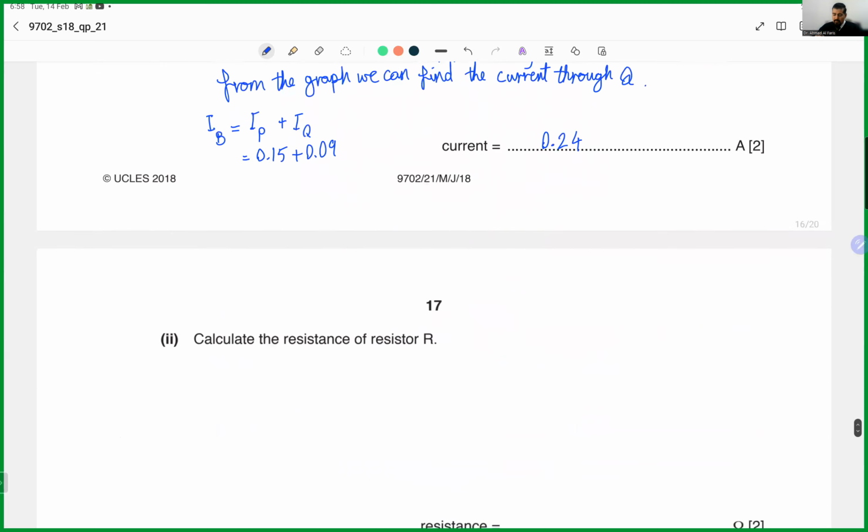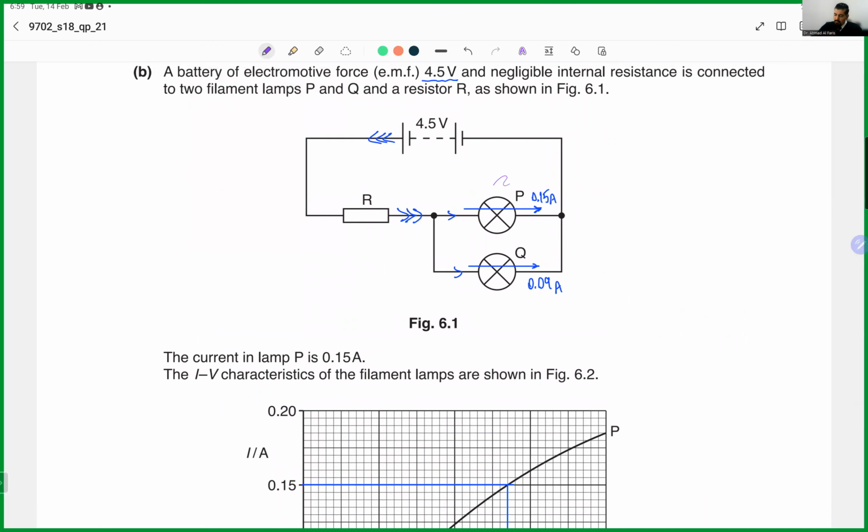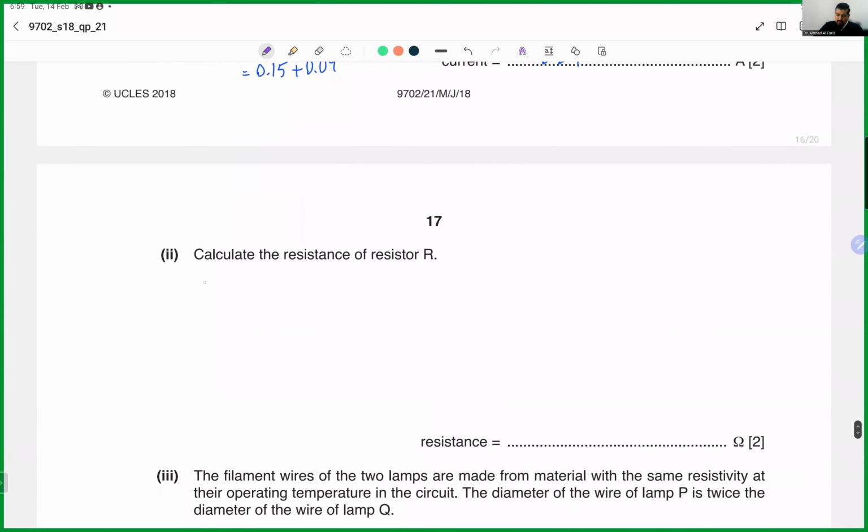This is part B(i). In B(ii), they ask about the resistance of the resistor R. Now we know that the voltage across P and Q is 2.7 volt. The voltage is divided because they are connected in series. The EMF of the battery equals the voltage across the resistor plus the voltage across the parallel lamps. So 4.5 equals the voltage across the resistor plus 2.7, which means the voltage across the resistor is 1.8 volt.